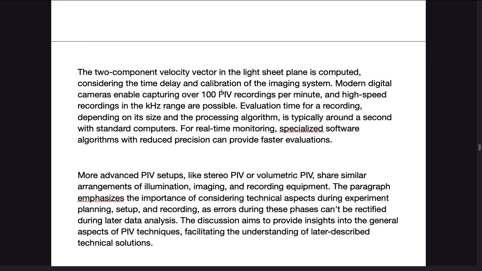Considering the time delay and the calibration of the imaging system, modern digital cameras enable capturing over 100 PIV recordings per minute, and high speed recording in the kilohertz range is possible. Evaluation time for a recording, depending on its size and processing algorithm, is typically around a second with a standard computer. For real time monitoring, specialized software algorithms with reduced precision provide faster evaluation.